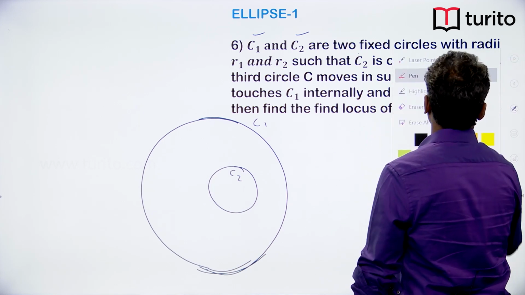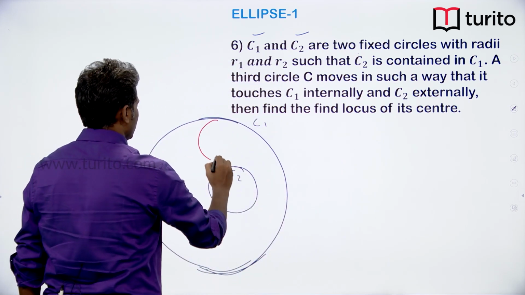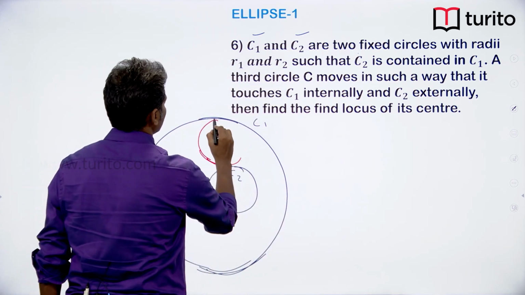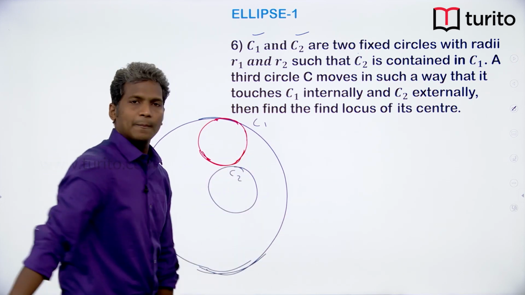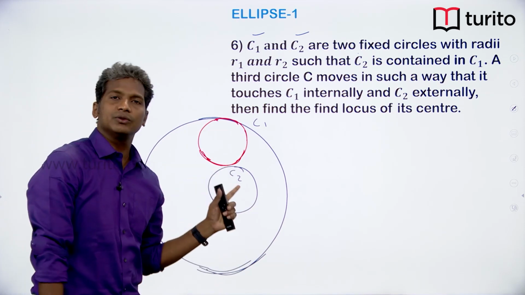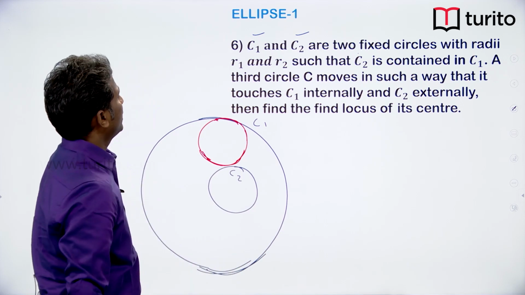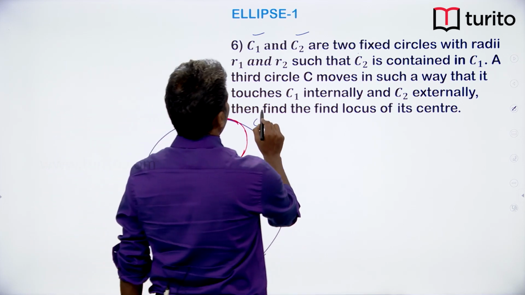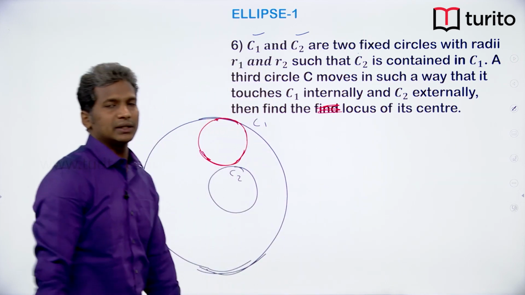So, let us just draw that in a different color. Let us say there is one circle here. Now, this circle is touching C1 internally, C2 externally. Now, what is it that we have to find? Find the locus of its center.